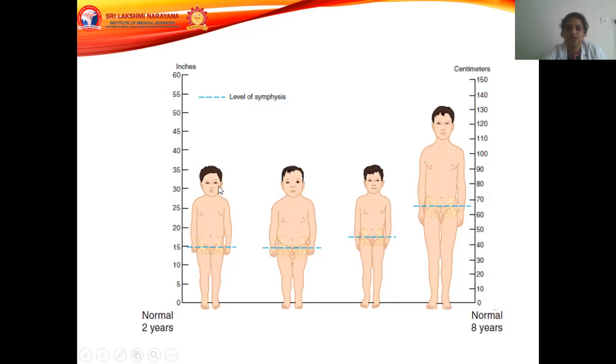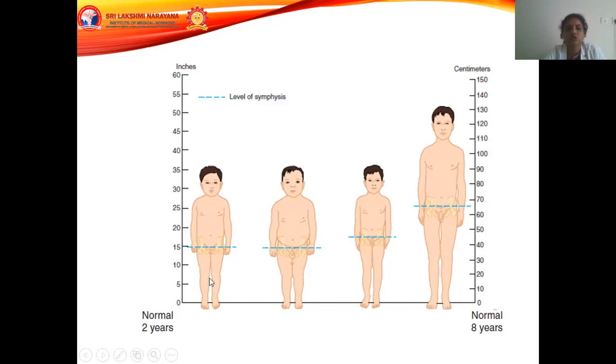So this chart here denotes figures. If you notice, the first figure denotes a normal 2-year-old, and the last figure denotes a normal 8-year-old. Okay, so you can see here that for a normal 2-year-old, the pubic symphysis is here at 15 when the total height of the individual is at 35 inches.